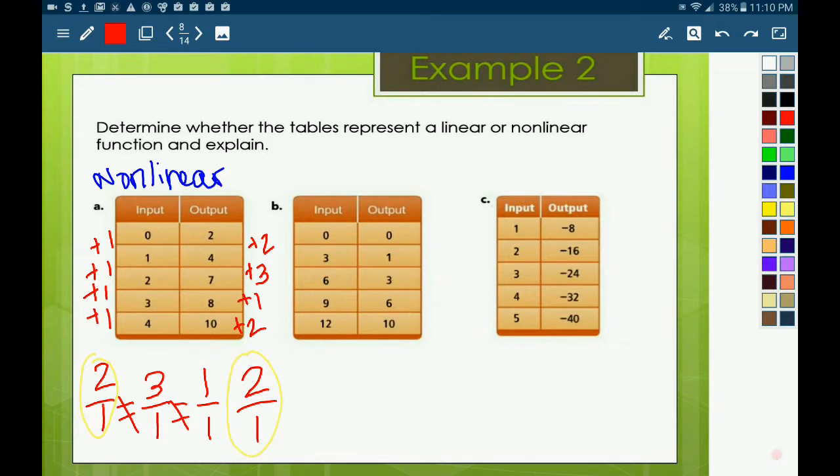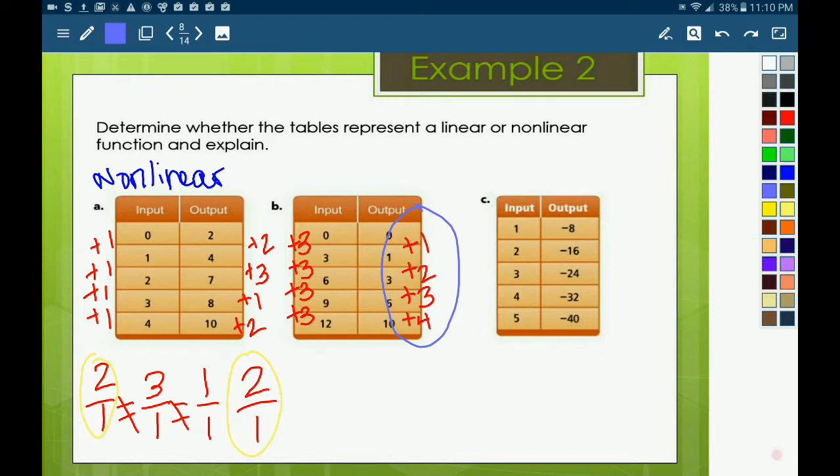The inputs are increasing by 3. Whereas the outputs, I'm seeing from 0 to 1 is 1. From 1 to 3 is 2. From 3 to 6 is 3. And from 6 to 10 is 4. Now, this is a pretty neat pattern. Okay, it goes 1, 2, 3, 4.